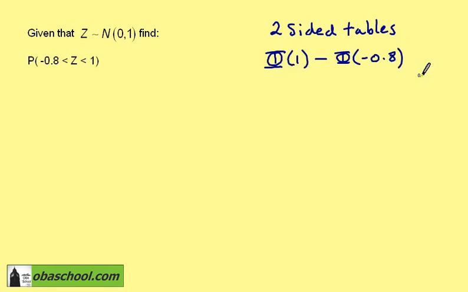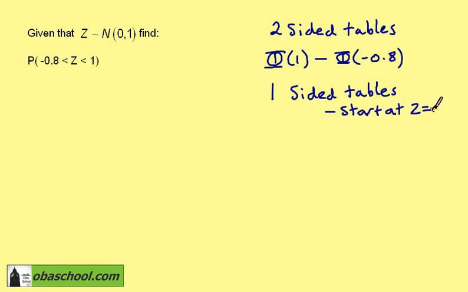You could have done the last example in a similar way, using phi of 0.5 take away phi of minus 0.5. However, most examples supply one-sided tables, so the following approach will be needed. Remember that one-sided tables are tables which start at z equals 0, and to work with negative values for z, values to the left of the mean, you need to use the symmetry of the curve.